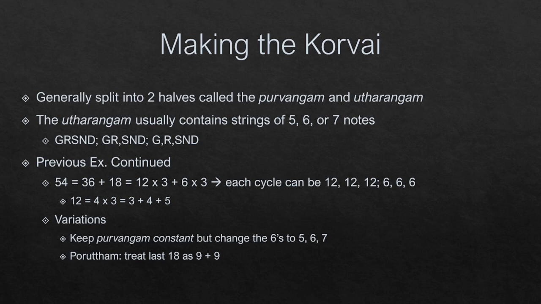So for that previous example, remember we were working with the number 54. How can we divide that further? 54 we can write as 36 plus 18. So in the Purvam we can keep 36, and in the Uttaram we can keep 18. So then, how do we make the Purvam? We can divide this 36 further into 12 times 3. And the Uttaram, the 18, we can divide into 6 times 3. So this means each cycle we can do 12, 12, 12, followed by 6, 6, 6.